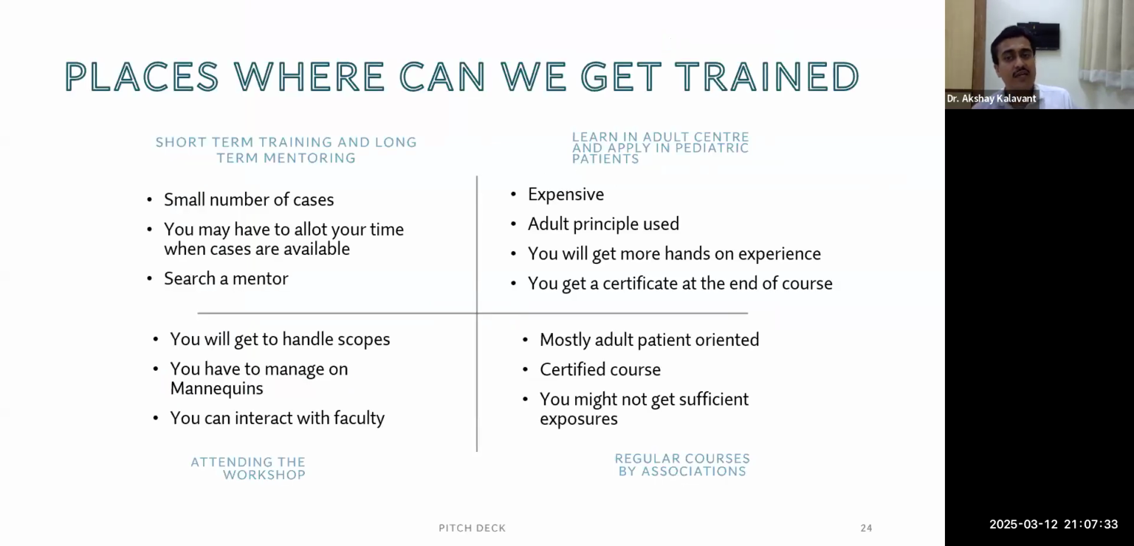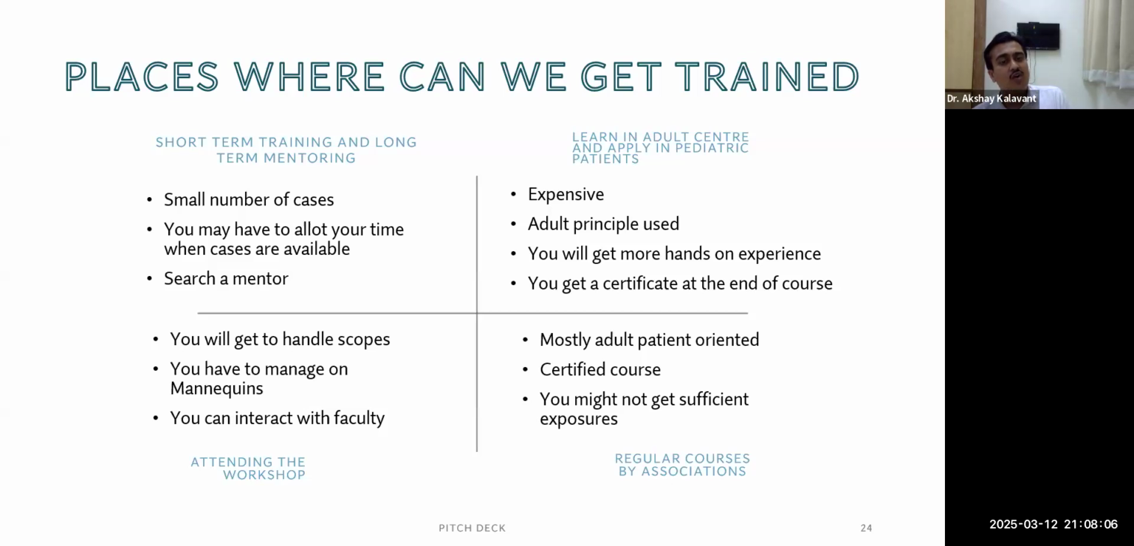Now, where can we get trained? I'm not going to go into great detail here. We can discuss it in the next session, but this is just an overview. The number of cases is very small, so accumulating cases is a very important and very tedious job. If you think in terms of short-term training and long-term, it should be associated with long-term mentoring. In the short term, you cannot learn everything. At the same time, you cannot spend a lot of time because the number of cases is small. So it should be short-term training with long-term mentoring.